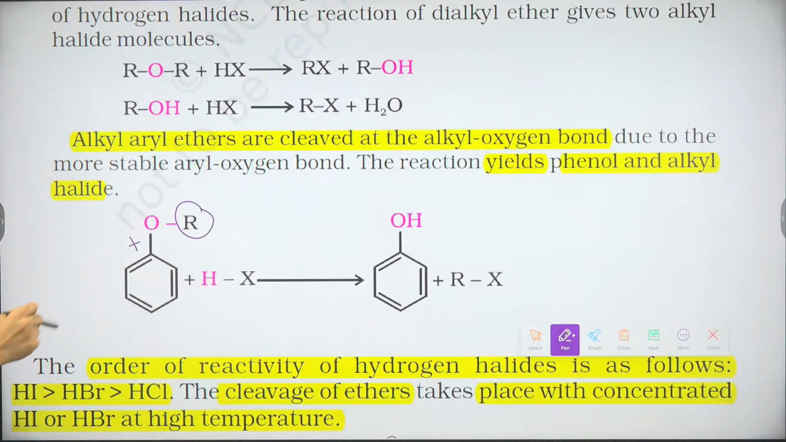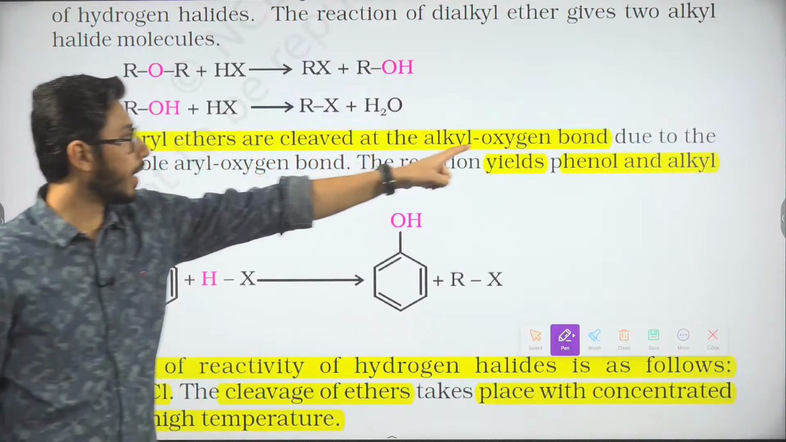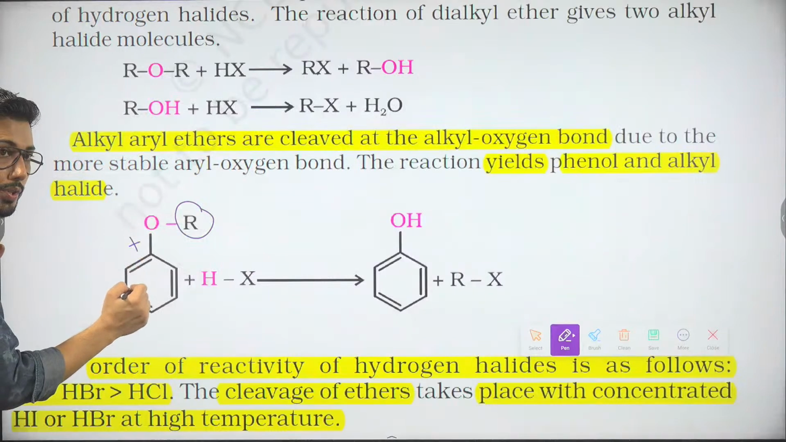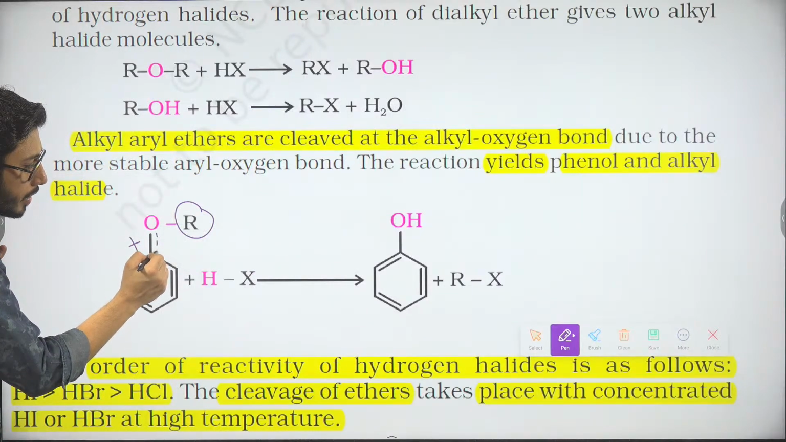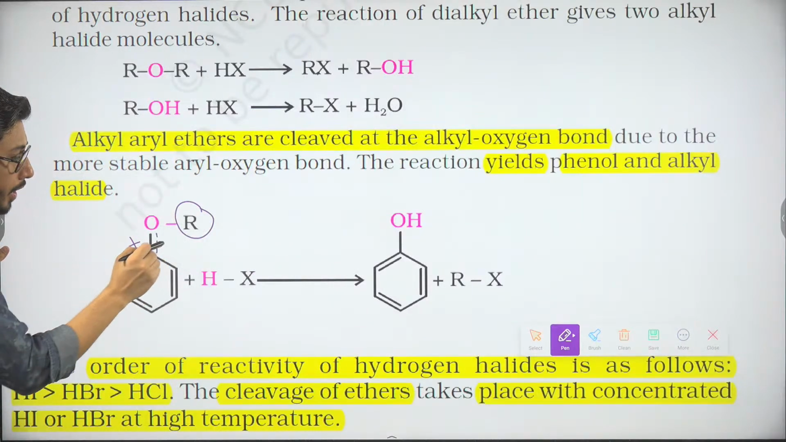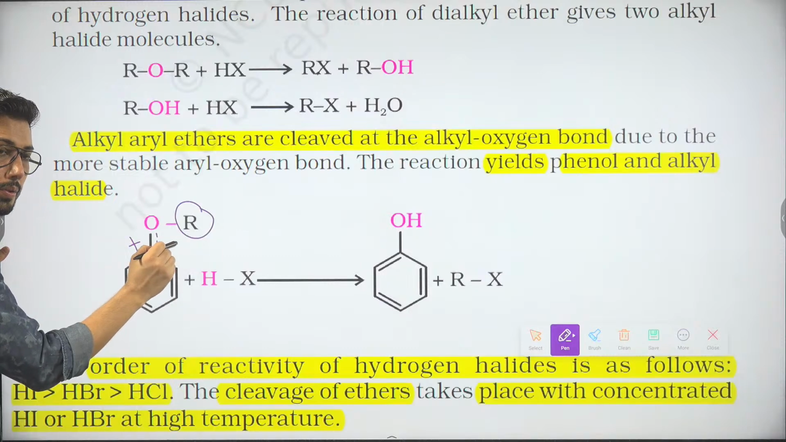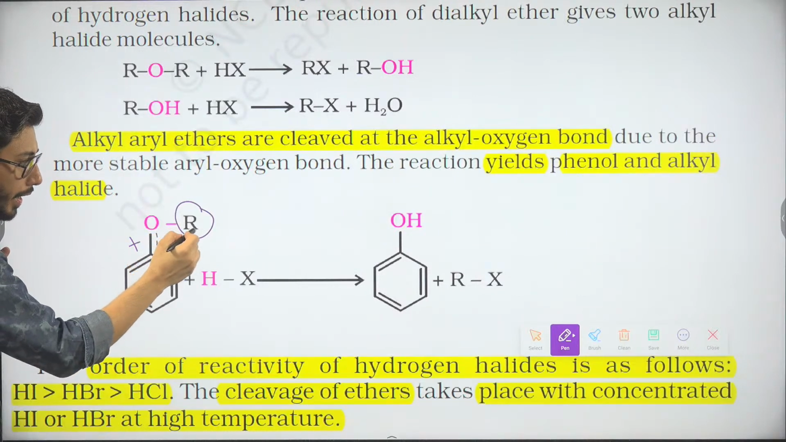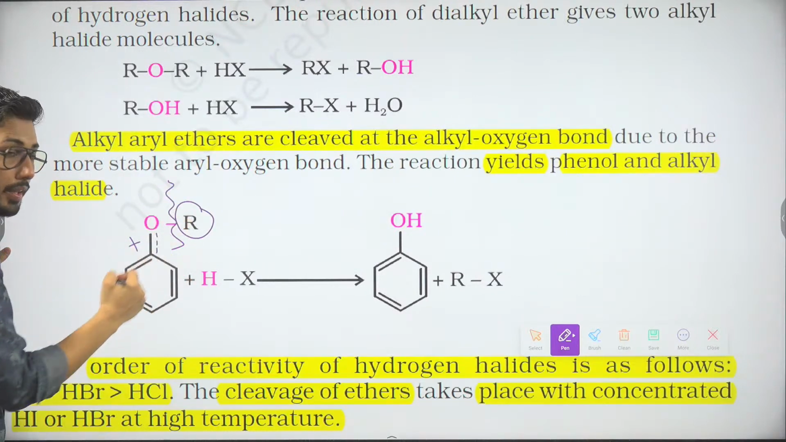That is what is given here. They are cleaved at the alkyl oxygen bond. Due to which bond being more stable? The aryl oxygen bond. Why is this more stable? Because of resonance, partial double bond character will arise. The cleavage of the aryl oxygen bond will be difficult. That is why remember the alkyl oxygen bond always cleaves.